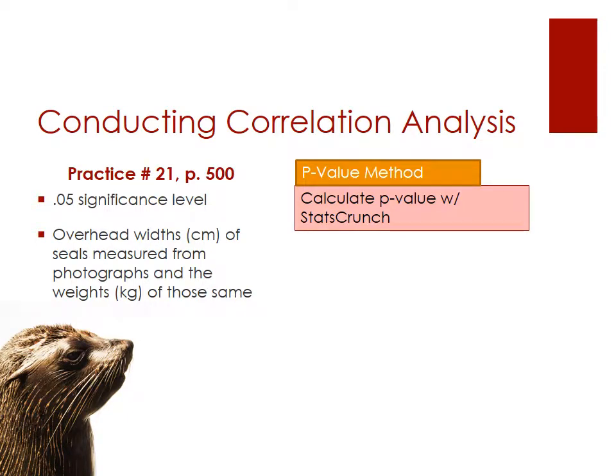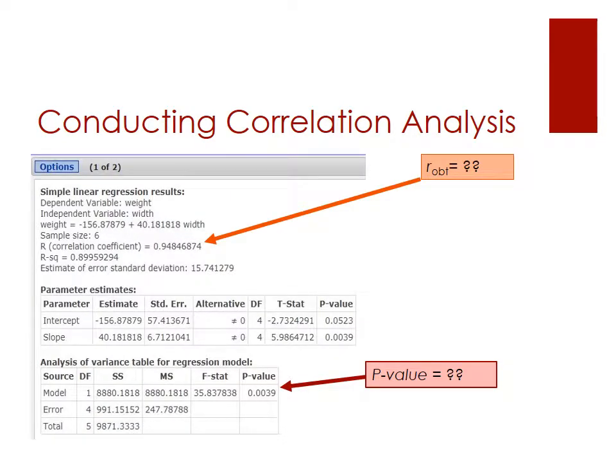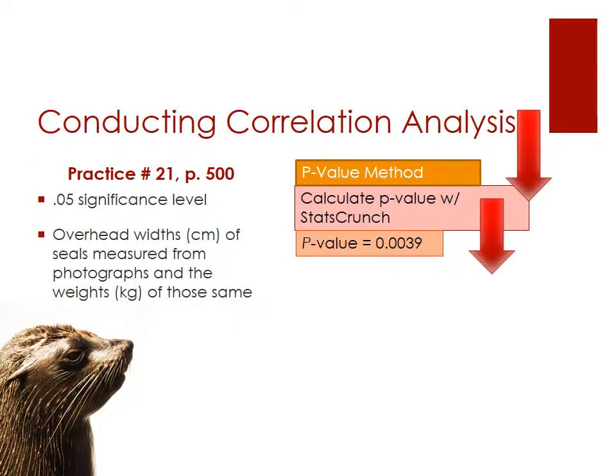When we're looking at our p-value with StatCrunch, we've already calculated it out, so we already have our R obtained. What is our p-value? Well, our p-value here is going to be 0.0039. So we're going to come back over and put that in as our p-value.